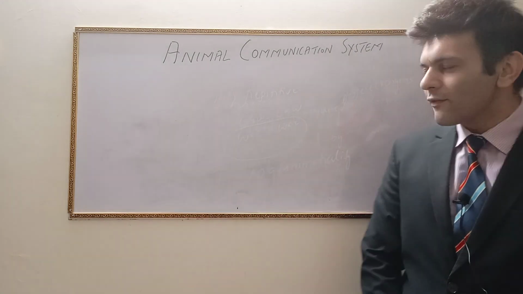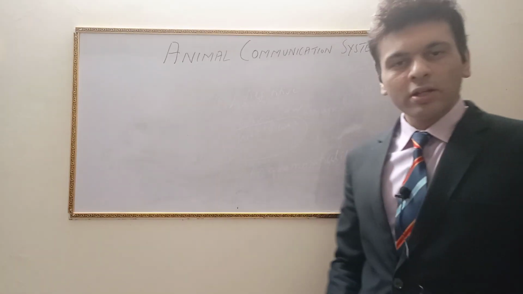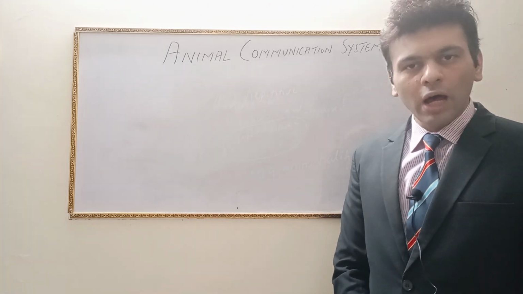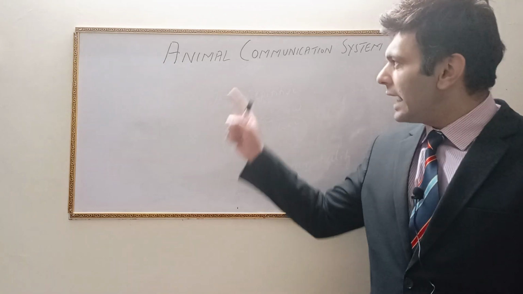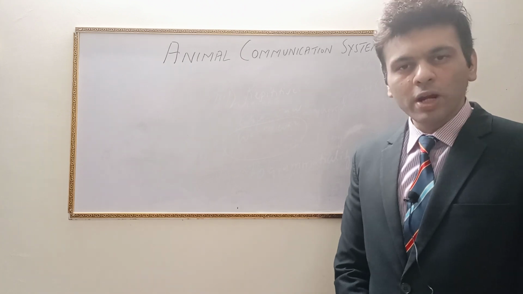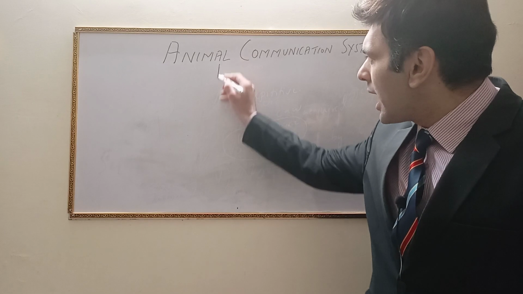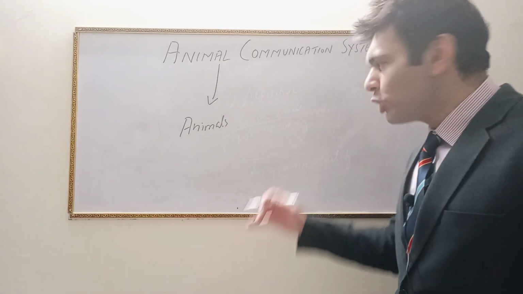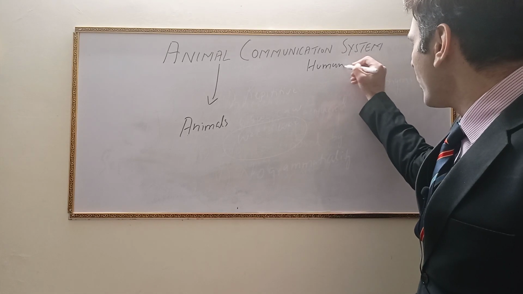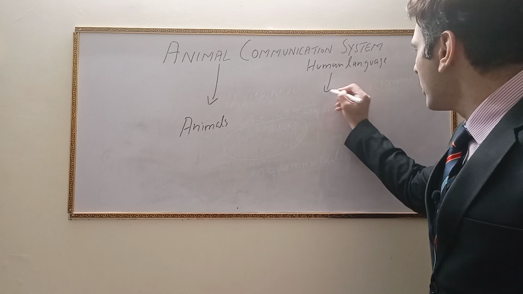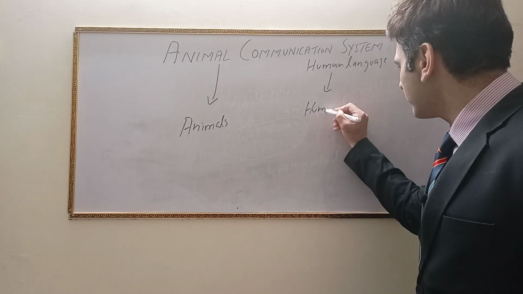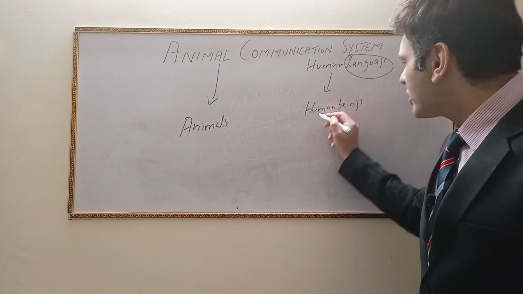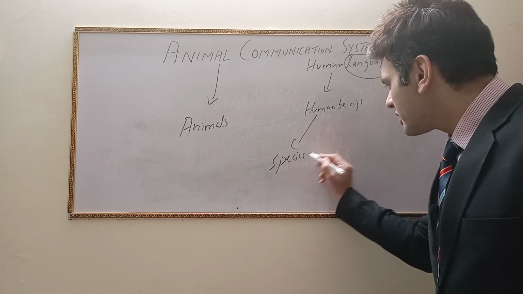If you look at the whiteboard, I have written animal communication system. Till now, we were covering those components which were related to human language. Now, I'm going to elaborate how animal communication system differs from human language. Animal communication system belongs to animals as opposed to human language. Human language belongs to human beings. So it means that human language is species specific.